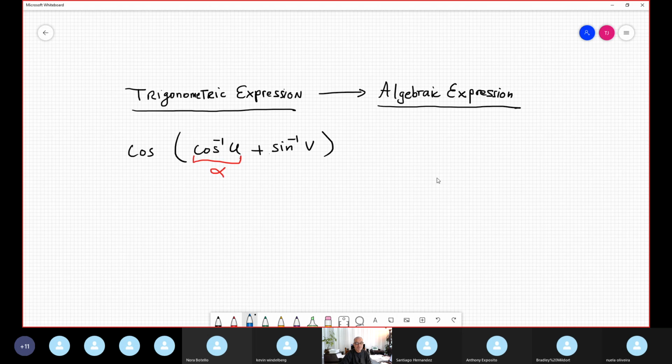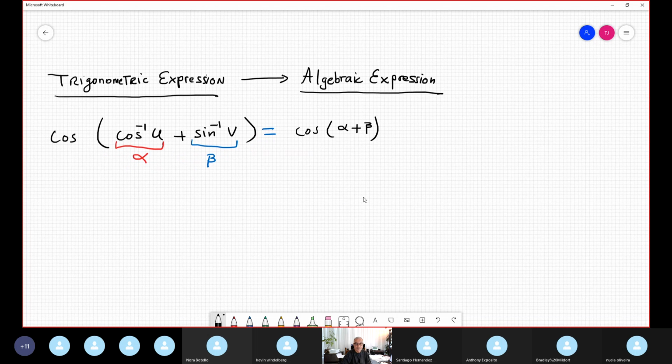I call this beta. Therefore, I have cosine of alpha plus beta. And I know the formula. The formula is cosine alpha times cosine beta, minus, opposite sign, sine alpha sine beta. Sine beta.